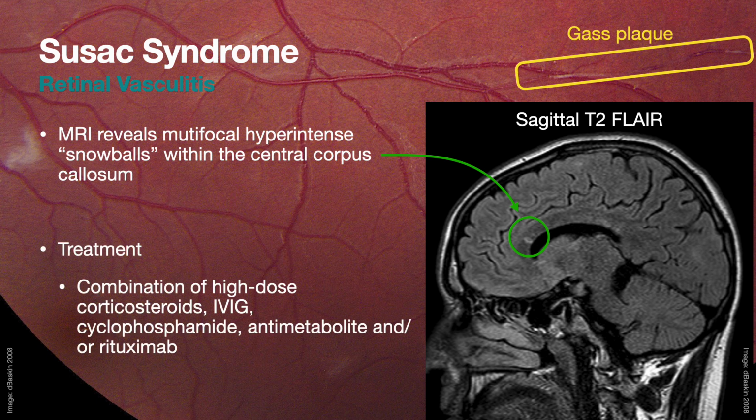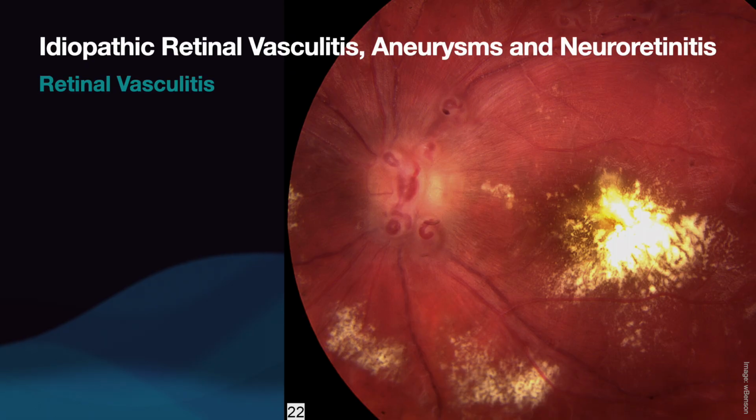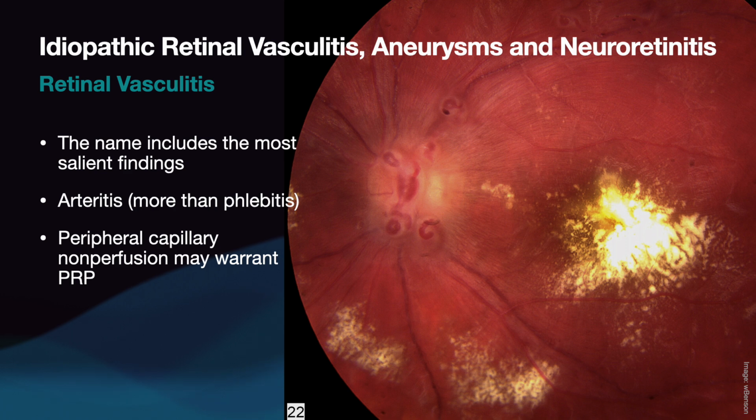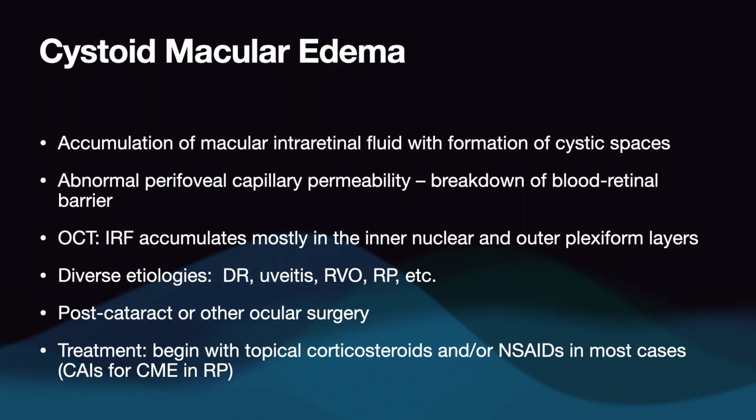Almost pathognomonic, depending on the neuroradiologist that you talk to. And so IVIG and all the stuff. So high dose steroids. Irvan, still haven't seen this yet in my entire career. Name includes the most salient findings: arteritis more than phlebitis, and you can get non-peripheral capillary non-perfusion. Oral prednisone is of little benefit.